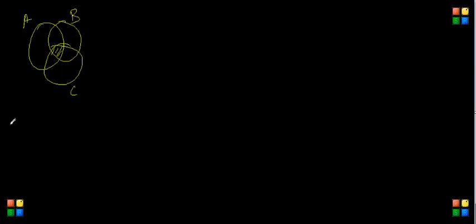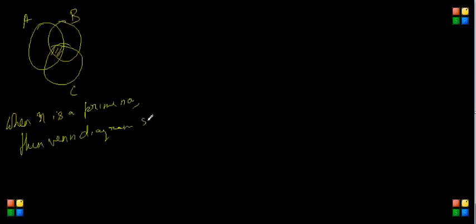So understand that whenever the number of variables n is a prime number, then the Venn diagram is symmetric. You can understand this to be something like a 120-degree symmetry arrangement, and even in case of n equal to 2, you can see a 180-degree sort of symmetry in these 2 circles. So for n prime, there will be a symmetric arrangement.